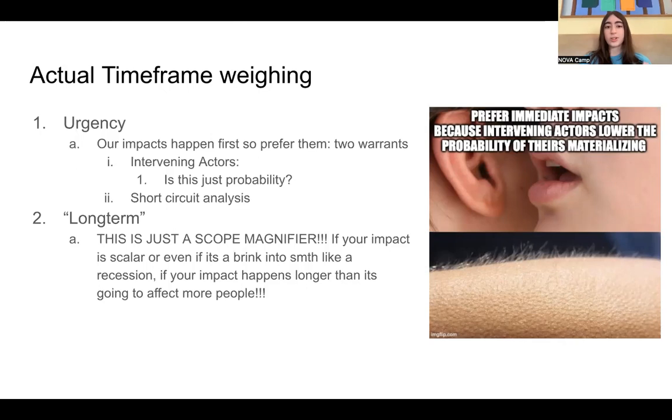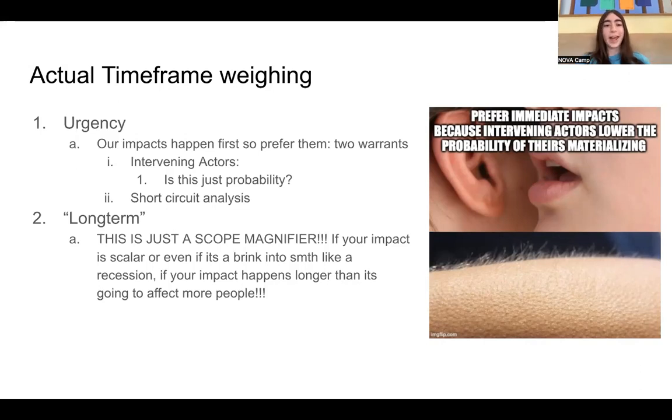Two things can happen when your impacts happen farther away from the resolution. A, something else can solve for it. B, something else can cause it. So when you think about it, this time frame weighing is just probability. And when I say probability, I mean real probability, because what you're saying is that when you have more time in between, your impacts or your opponent's impacts are less probable because more intervening actors can take a role. So in this sense, I think that this urgency weighing is a mix between time frame and probability.